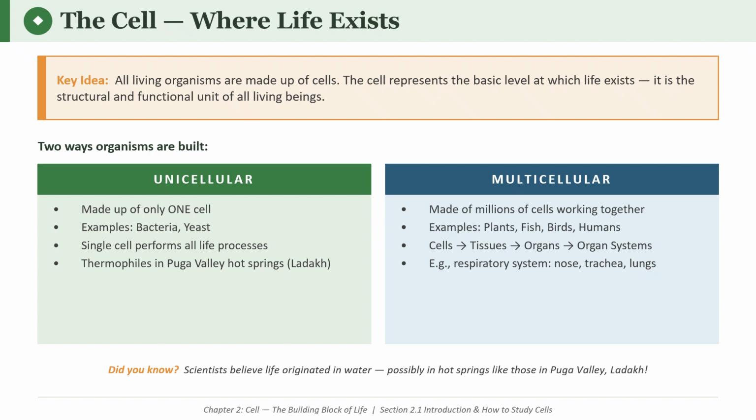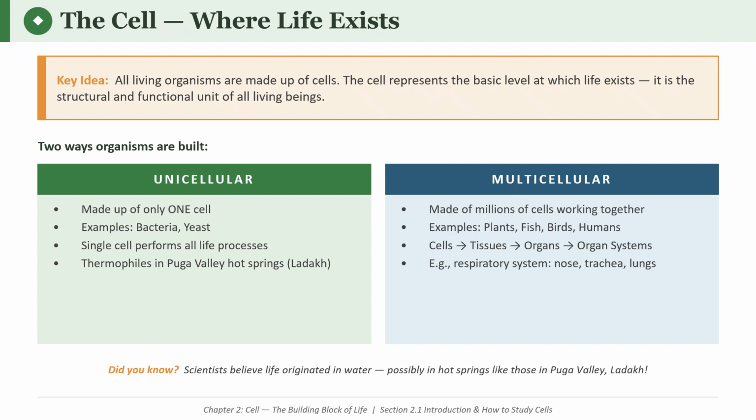Here, organisms are built in two ways. One is unicellular, another is multicellular. What is a unicellular organism? They consist of only one cell. They perform all life activities. For example, bacteria, yeast, amoeba, and even the thermophiles in the Puga Valley hot spring are bacteria, so they are unicellular forms.